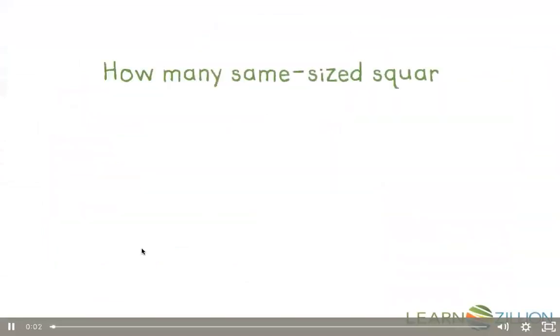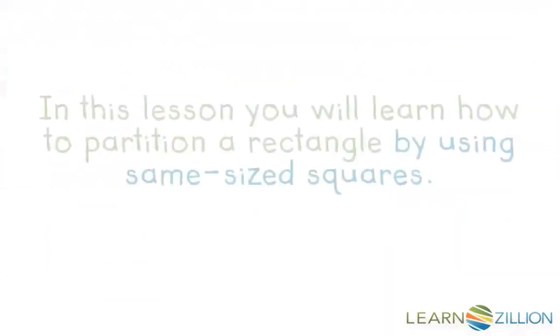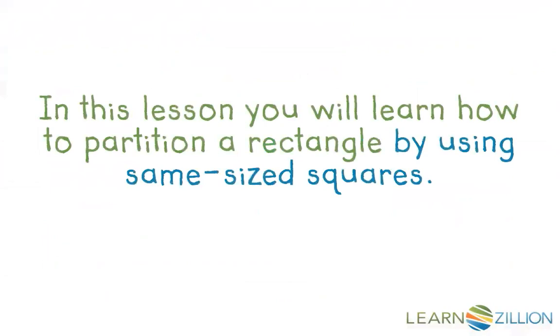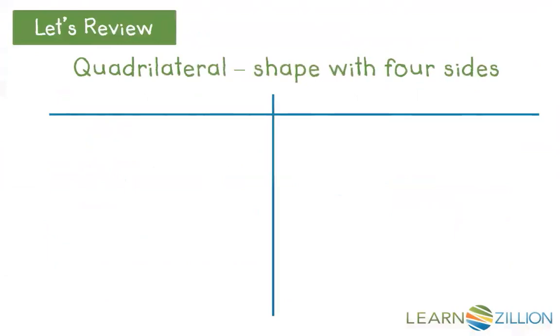How many same-sized squares can cover this rectangle? In this lesson, you will learn how to partition a rectangle by using same-sized squares. A quadrilateral is a shape with 4 sides. We're going to take a look at 2 specific quadrilaterals. Let's take a look at a rectangle.